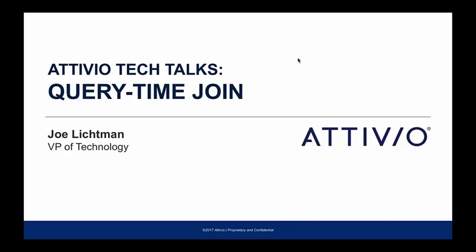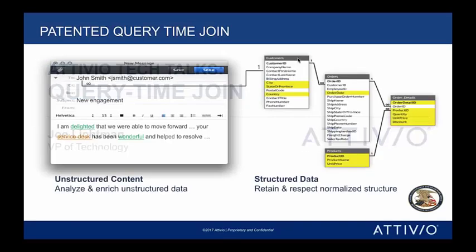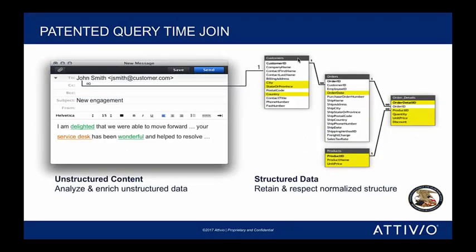Thank you, Scott, and thank you everyone for attending. So today's webinar will be about Attivio's query time join capability. This groundbreaking and patented capability allows Attivio to combine the precision of a relational database with the flexibility and linguistic analysis capabilities of a search engine.